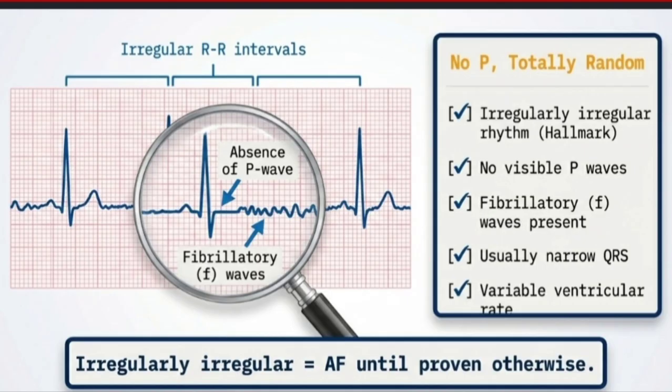The irregular R-to-R interval with fibrillatory waves and no formed P waves is AF until proven otherwise. Irregular rhythm is the hallmark. P waves are not visible, although fibrillatory F waves are present, and usually a narrow QRS with variable ventricular rate. It may be fast or slow.